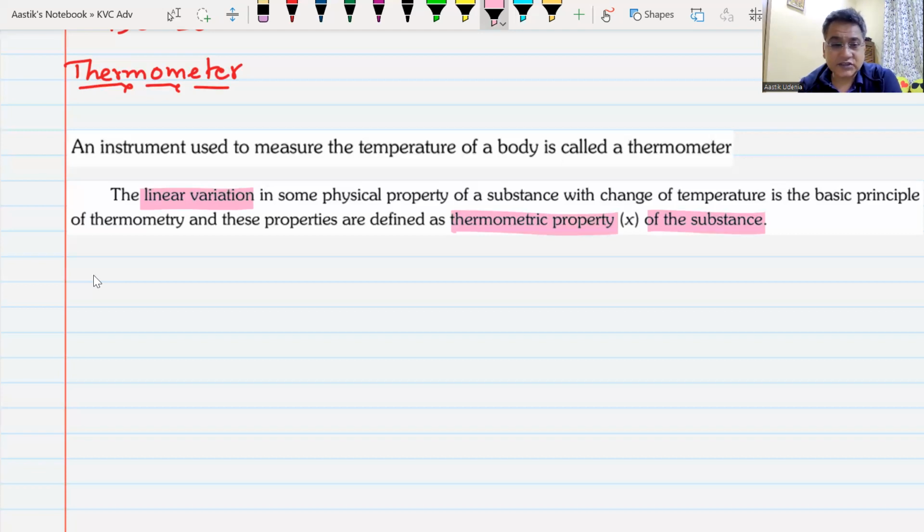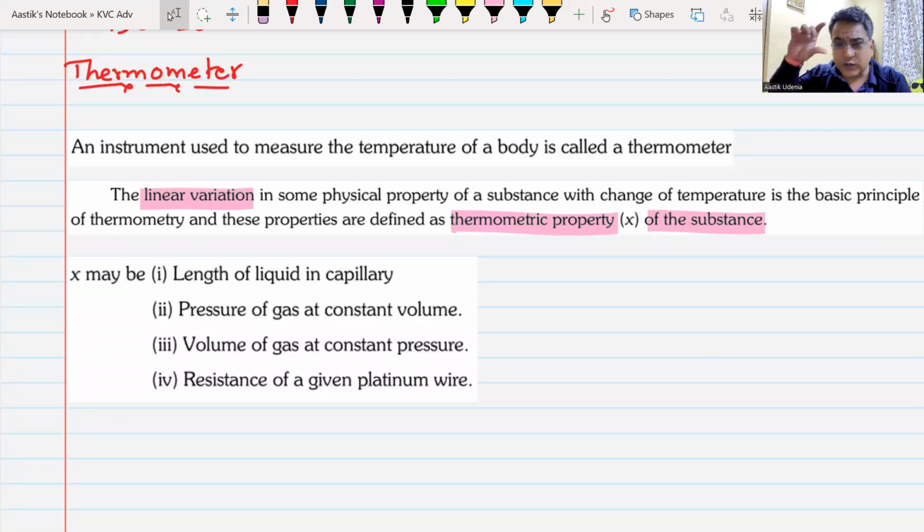Pressure of the gas changes when the temperature changes. Volume of the gas changes when the pressure changes. Resistance of a wire changes when the temperature changes. Yes or no? Yes, sir. So you can use these 4 thermometric properties basically to create a thermometer.